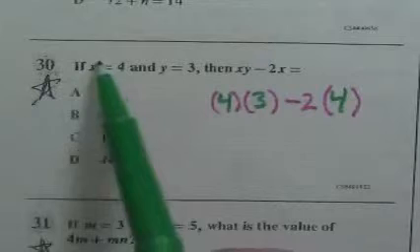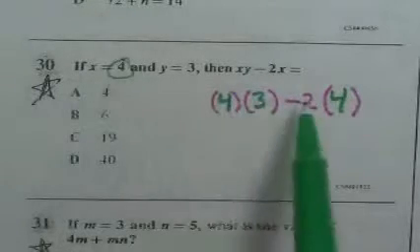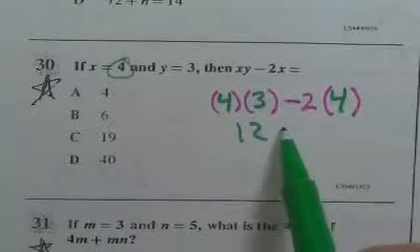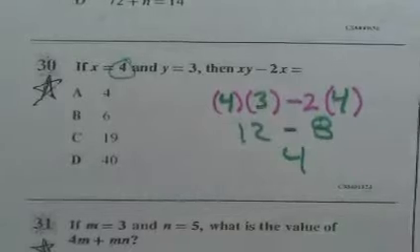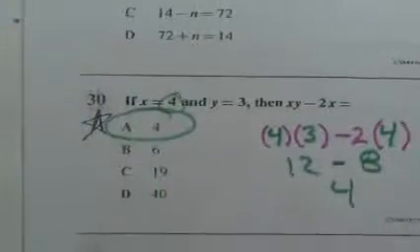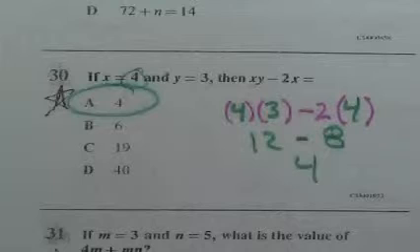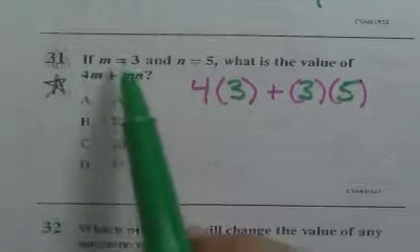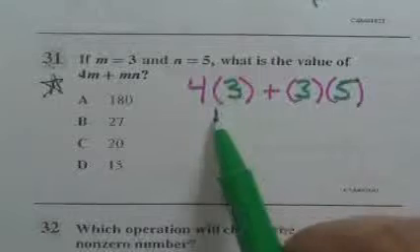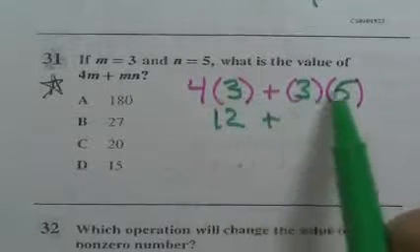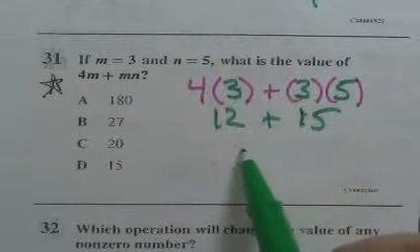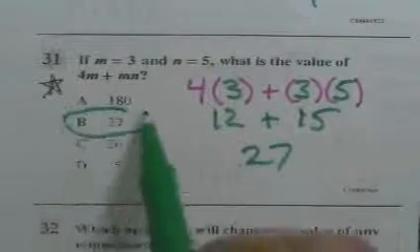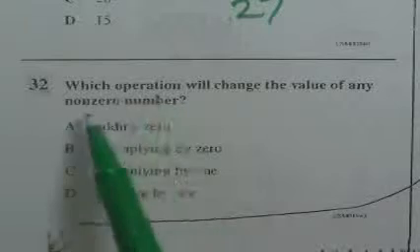Okay, number 30, I substitute the numbers for the letters. 4 times 3 is 12, minus 2 times 4 is 8. 12 minus 8 is 4. Number 31, again, I substitute. 4 times 3 is 12. 3 times 5 is 15. 12 and 15 is 27.